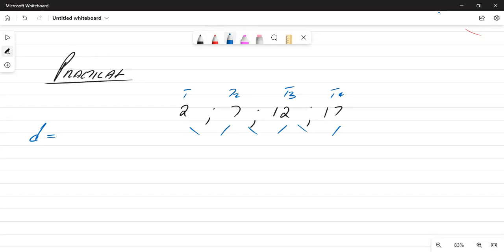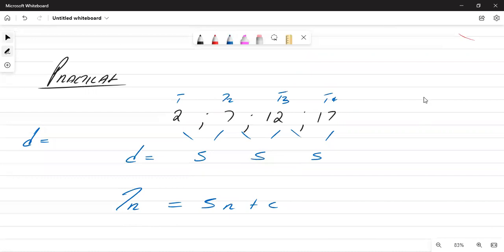It is going to be 7 minus 2, which is 5. Then you have 12 minus 7, which is the same value, 5, and then 17 minus 12, which is 5. This means that you have a common difference, because after subtracting all your values, the higher term minus the lower term, you end up with 5. So as a formula, dn is going to be equal to 5n, plus c. You now have to find the value of c.